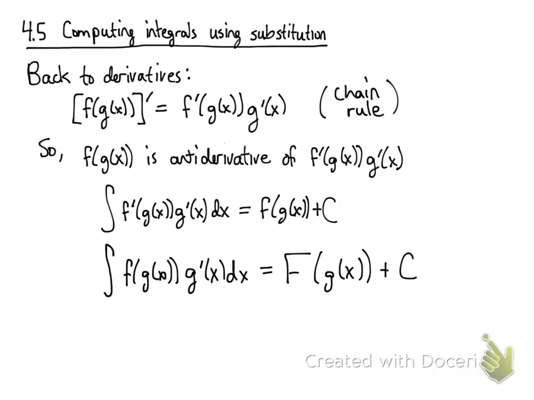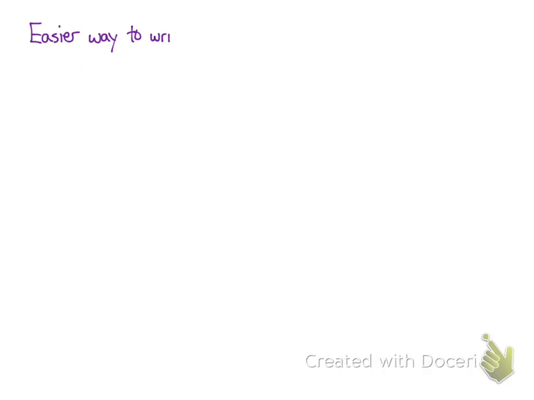I can rewrite this. Instead of little f prime and then little f, I'm going to write this as just little f and capital F, so capital F is the antiderivative of little f. And this tells us how to take the indefinite integral of something that looks like a function of some stuff times the derivative of the stuff, right? F prime of g of x times the derivative of g of x.